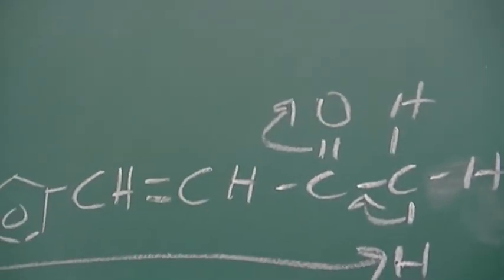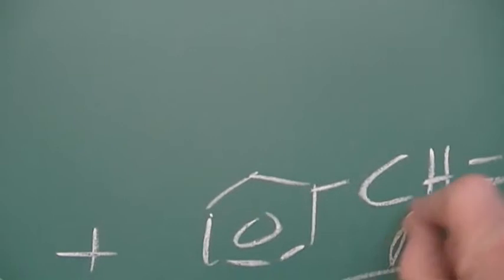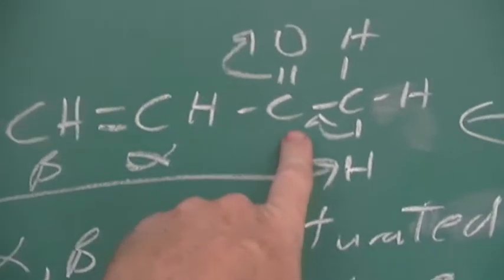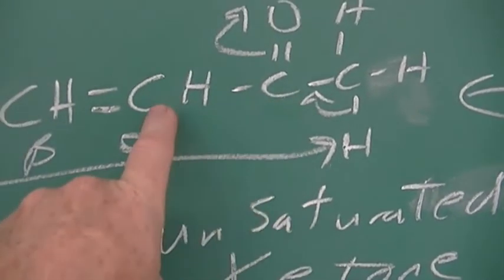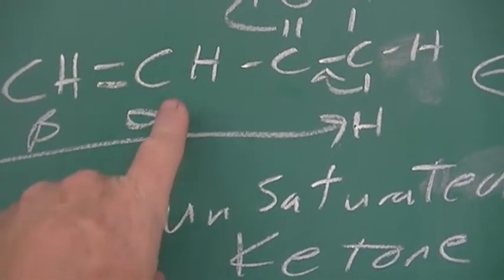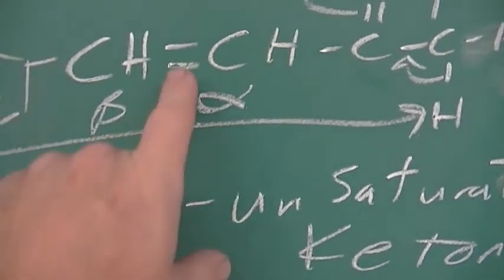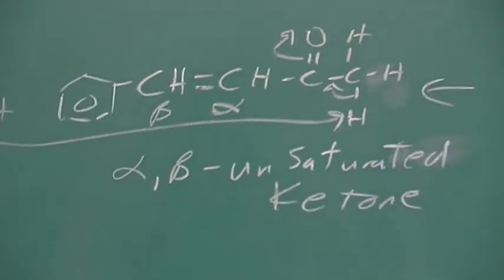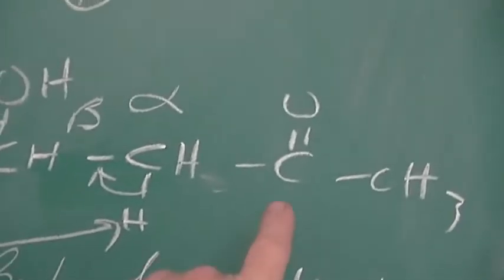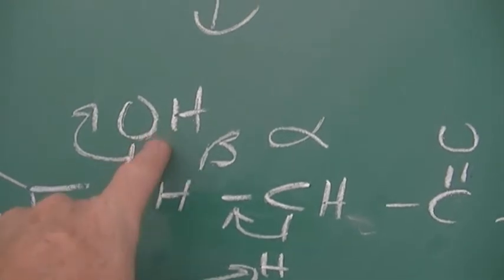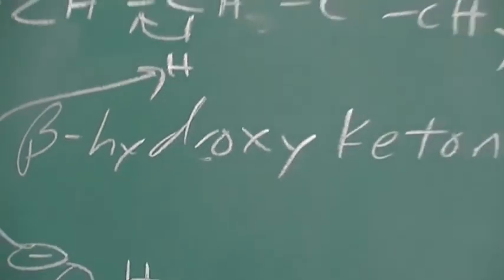Alright, so let me label why it's called alpha and beta. When you're talking about alpha and beta, I just put in the alpha and beta. You're looking at the carbonyl, and the adjacent carbon is the alpha carbon, symbol for alpha, and then the next carbon over is the beta. So it's just the Greek alphabet. Alpha beta unsaturated means it has a pi bond. Over here you have your carbonyl, and then you have your alpha, your beta, and on this beta carbon you have an OH, and that's why it's called a beta hydroxy ketone.